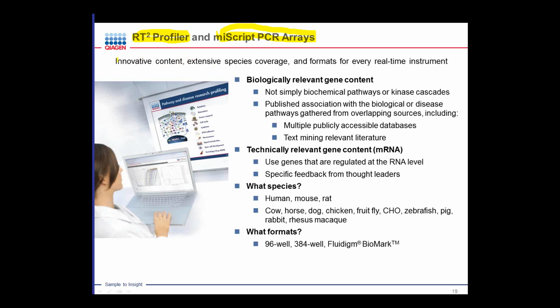So what are these arrays? What they are is content. QIAGEN has invested a lot of time and effort into the literature, essentially, and has chosen content to put on arrays that fit on any real-time PCR instrument that are biologically relevant. So we're not simply, for example, collecting kinase genes and putting kinase assays on an array. As you'll see in the next slide, we're looking at essentially text mining and database mining and putting together panels that are useful for researchers in terms of biology or disease.